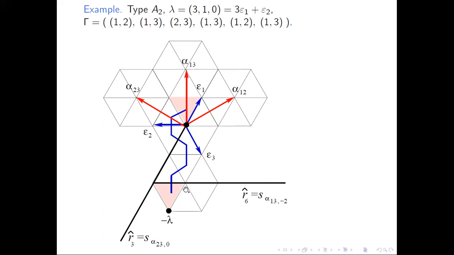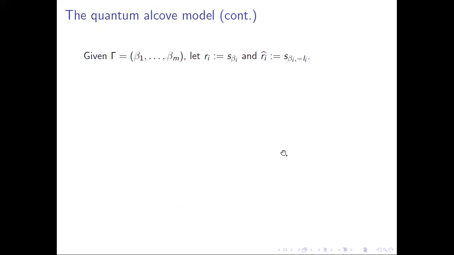And we will also need these affine reflections corresponding to these affine hyperplanes, and I denote them with R hat. So the lambda chain is just a collection of these non-affine roots corresponding to the hyperplanes. Ri is the non-affine reflection corresponding to the root beta i, and Ri hat is the affine reflection corresponding to the ith hyperplane in this sequence of crossed hyperplanes.